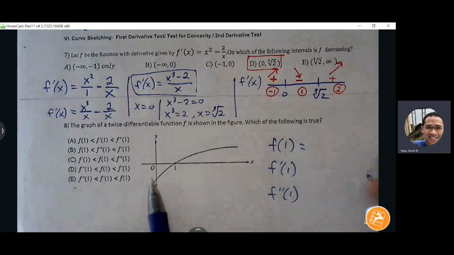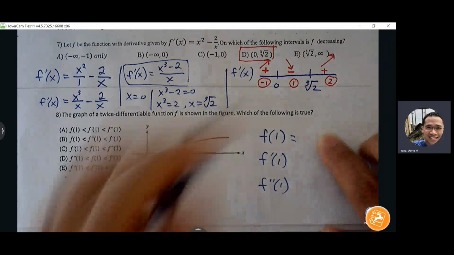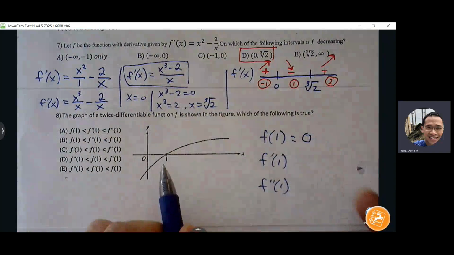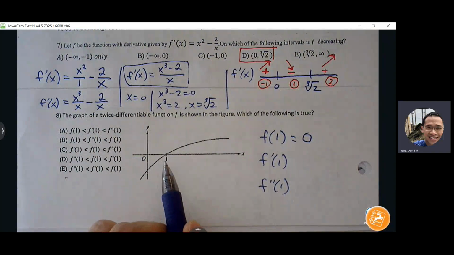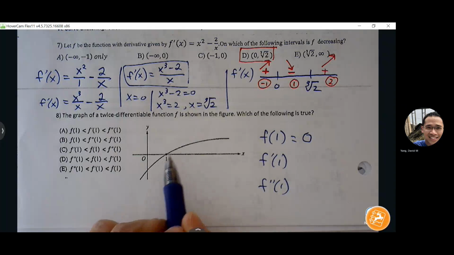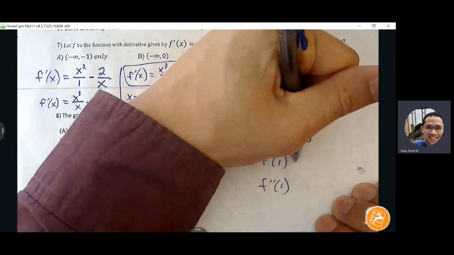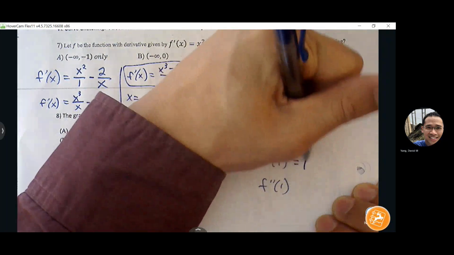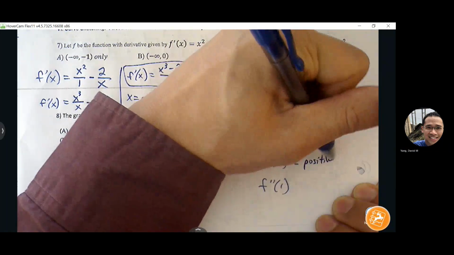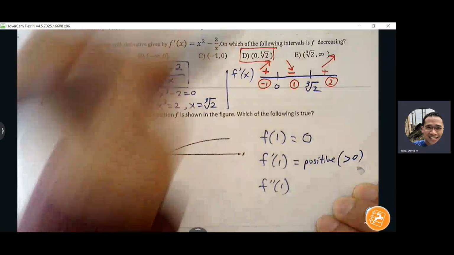Let's start with the easy one. What's f of 1? 0. What's f prime of 1? We don't know the value, but we can guess. What's the slope at 1? Let me make it broader: is it positive, 0, or negative? This is a positive slope. At 1 the graph is rising, so we know it's positive, or in other words, greater than 0.